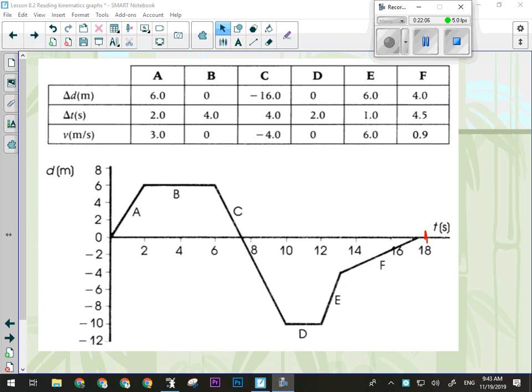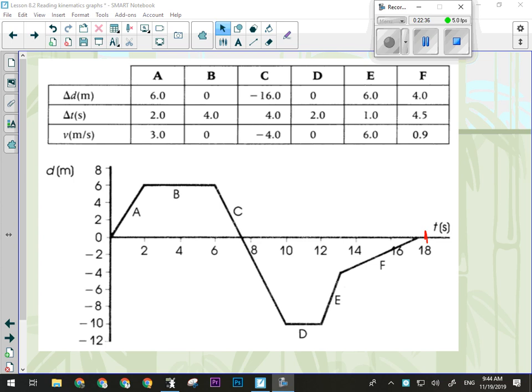So what I have to see on this graph is that I have an object that's doing a lot of different things. It's not just traveling at a constant speed, right? I'm going to calculate its average speed, but it's definitely not traveling at a constant speed. How do I know that? Yeah, the line is all over the place. There's times where it's going forwards, there's times where it's not moving, there's times where it's going backwards. It's doing all kinds of different things.